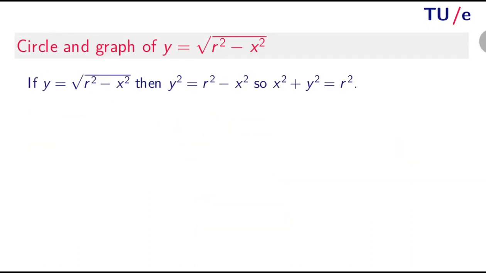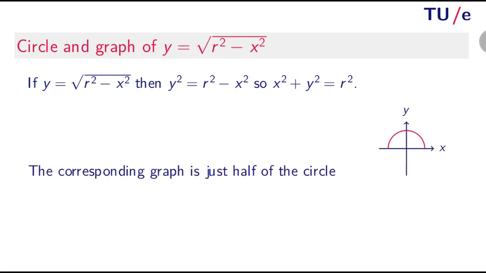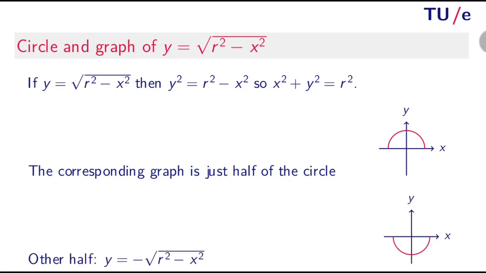Of course, the circle has also to do with the graph of the function y = √(r^2 - x^2), because then we do have that x^2 + y^2 = r^2. But that function has a graph that only describes the upper part of the circle, half a circle. The other half of the circle is of course given by y = -√(r^2 - x^2).